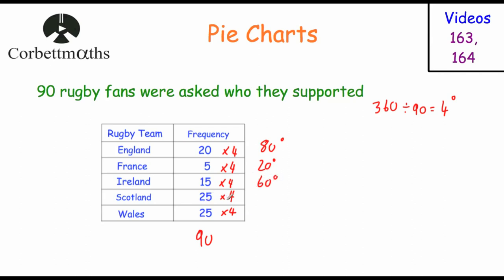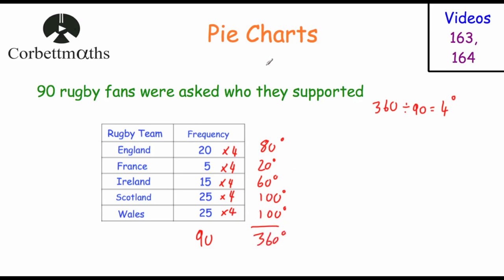Then we've got 25 times 4. 25 times 4 is 100, so 100 degrees for the Scottish fans. And 25 times 4 is 100 again for the Welsh fans. And then we've got all our angles. Now I like to add these up to make sure I get 360. 80 plus 20 is 100, plus 60 is 160, plus another 100 is 260, plus another 100 is 360 degrees.